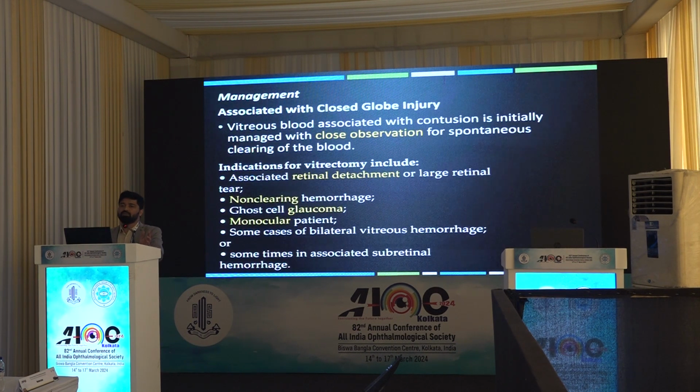That's what we do. Usually wait for a minimum of 1 month for it to clear. But in between, warn the patient about the possible complications. We do vitrectomy only in case there is an associated retinal detachment.